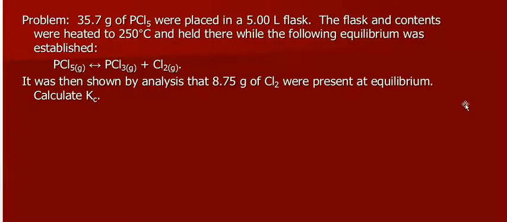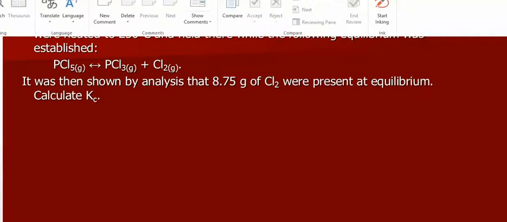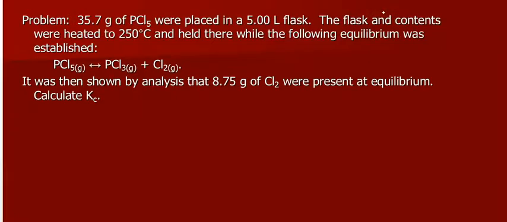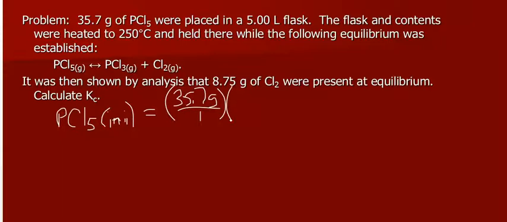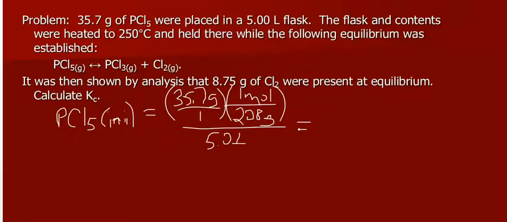In this next example, we're given the balanced equation, and we're given the initial amount of PCl5. But what I need to do first, before I solve, since I'm given grams, I need to change that to concentration. So we're going to take 35.7 grams. We're going to get the molar mass of PCl5, which is 208. And we're going to divide by the volume to get molarity, 5 liters. So the concentration present initially is now in molarity.